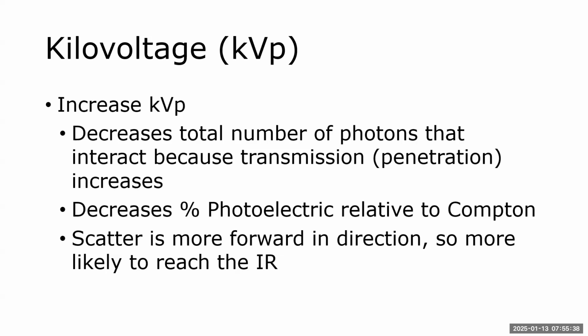But relative to one another, meaning when we look at photoelectric and Compton comparatively, when we increase the kVp, there's going to be less photoelectric relative to Compton. The scatter is also going to be more forward in direction, so it's going to be more likely to reach the IR. That's at higher kVps, okay?